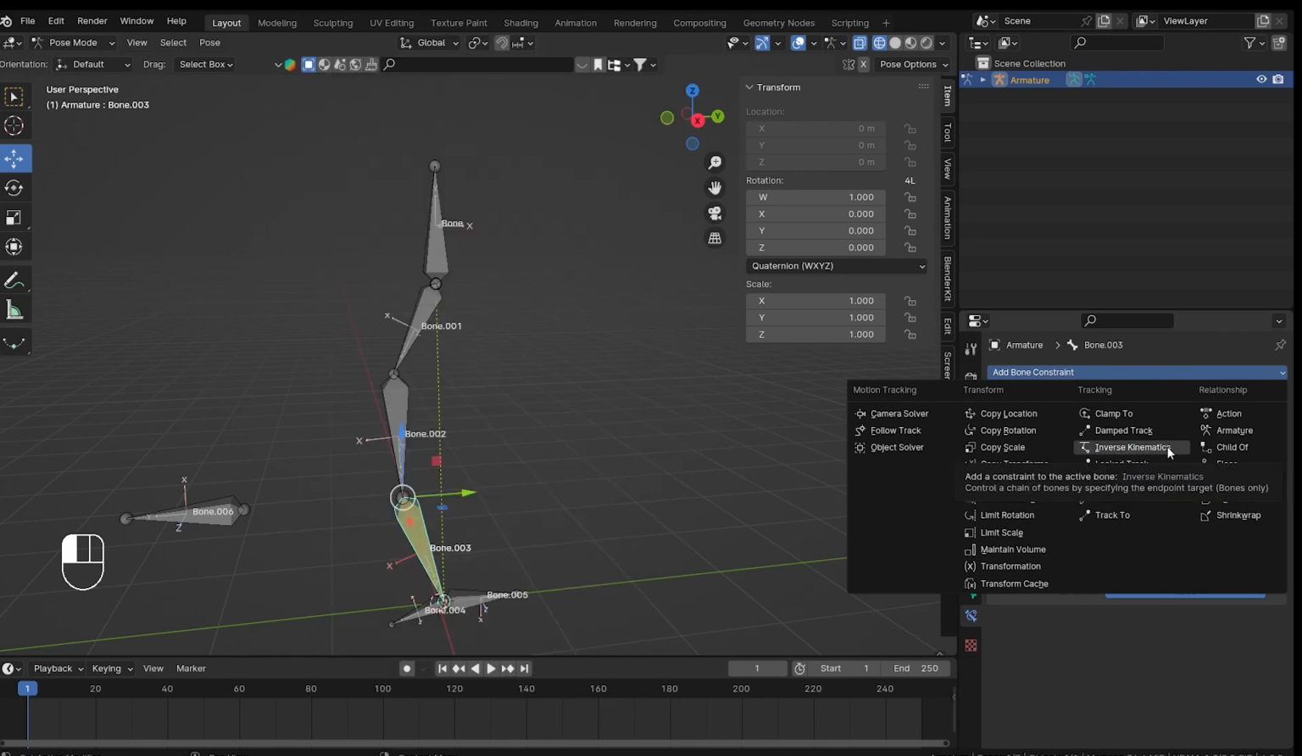In this video, we talked about inverse kinematics. In future, we will look at the locked track.